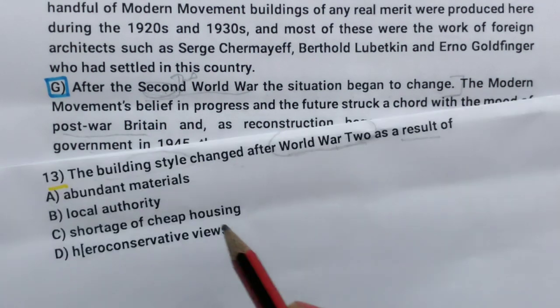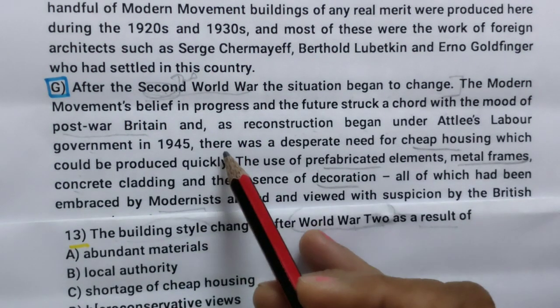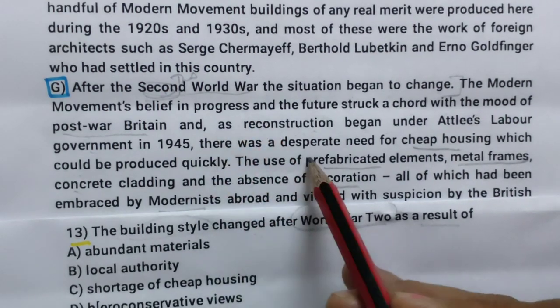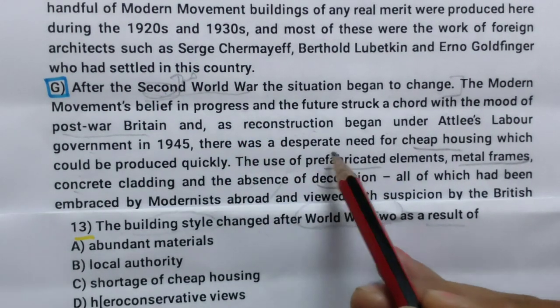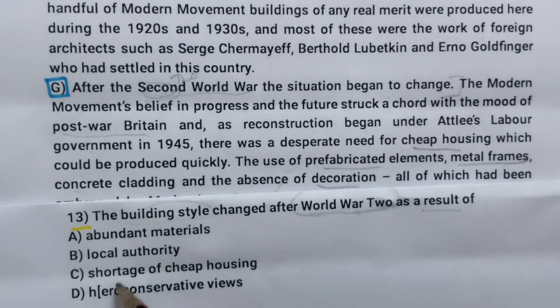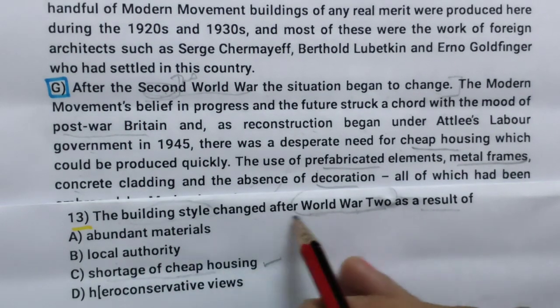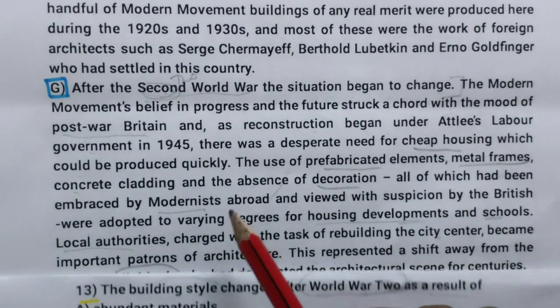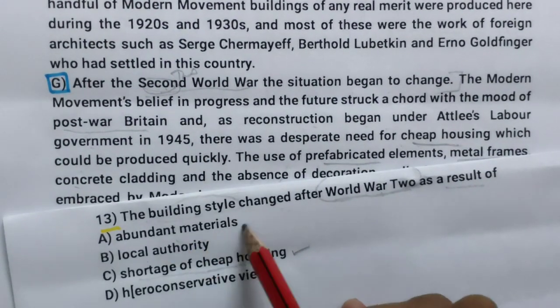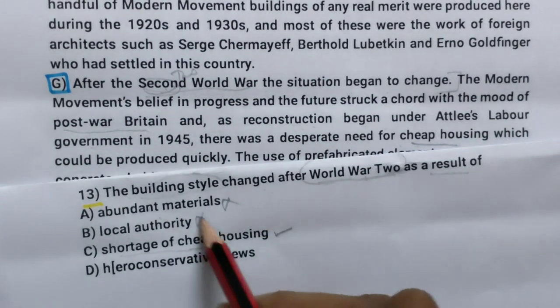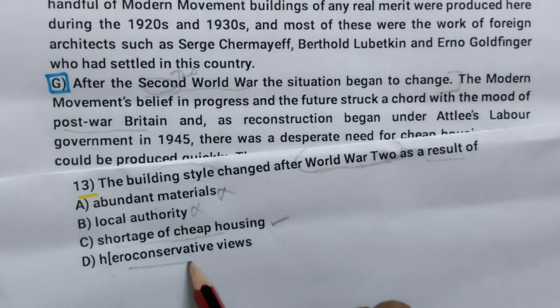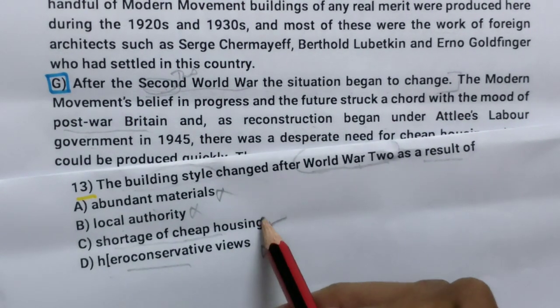Okay, now we can find the answer, because here they are saying something. After this there was a desperate need for cheap housing. So cheap housing, it is given, shortage of cheap housing, properly it is given. Local authorities, as a result of, no, they have started talking about local authorities here. So abundant materials is not given, and this word is also not given here. So we will select this.